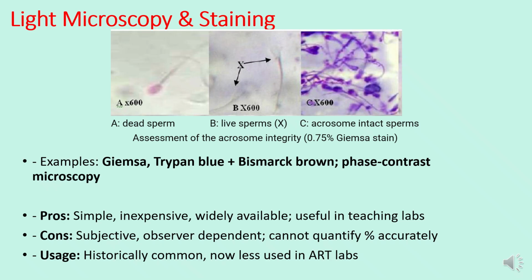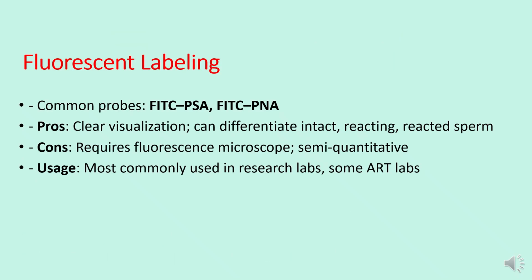This method was historically very common, but now it is less frequently used in advanced assisted reproduction technology laboratories. Fluorescent labeling is a more advanced technique. Commonly used probes are fluorescein isothiocyanate conjugated Pisum sativum agglutinin and fluorescein isothiocyanate conjugated peanut agglutinin. The process involves incubating sperm with the fluorescent probe that binds specifically to acrosomal glycoproteins.